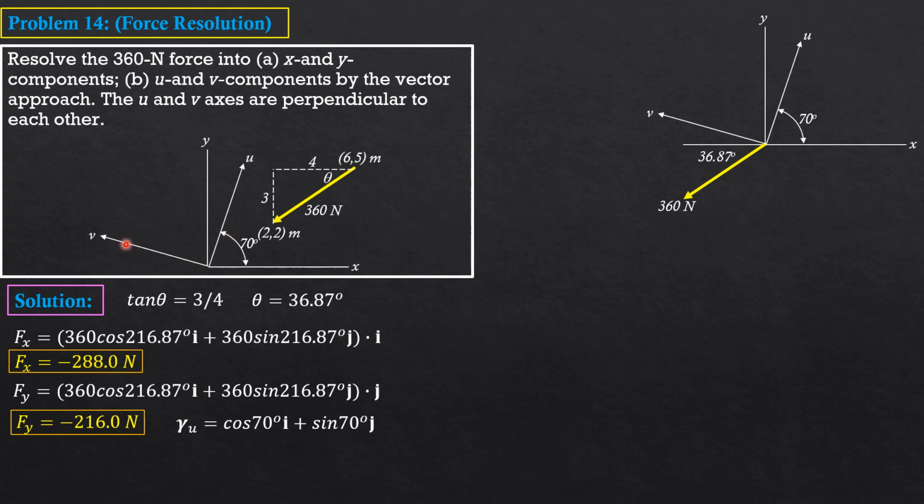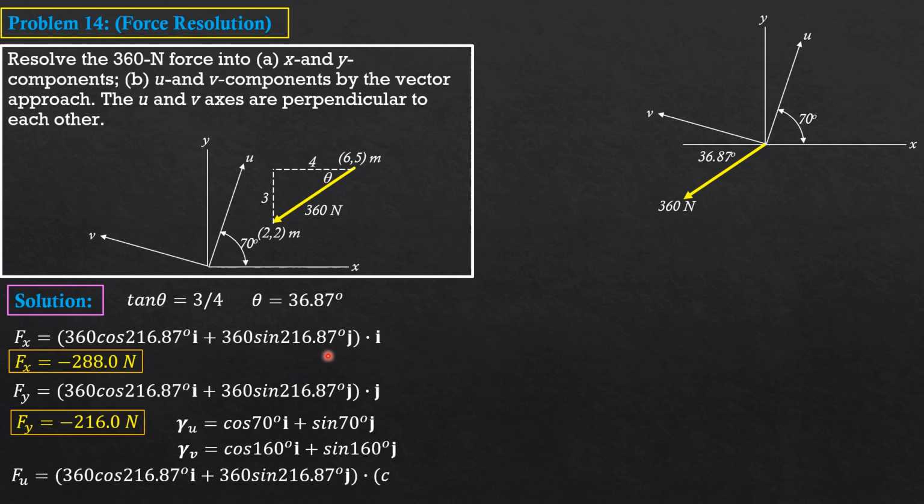And the unit vector v, because u and v are perpendicular to each other, is 70 plus 90, so 160 degrees. So the unit vector v is cosine 160 degrees i plus sine 160 degrees j. So Fu is the dot product between F, this is F in vector form, and lambda of u. So Fu is quantity 360 cosine 216.87 degrees i plus 360 sine 216.87 degrees j, dot quantity cosine 70 degrees i plus sine 70 degrees j.